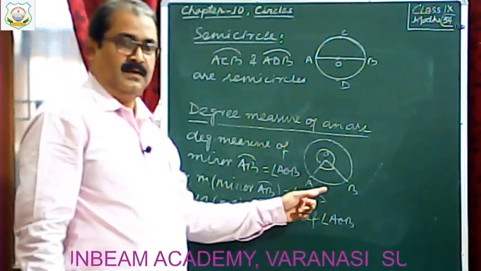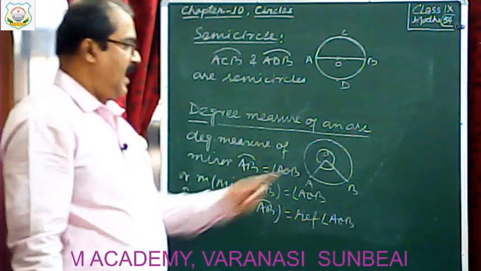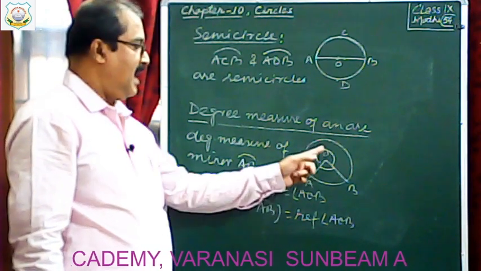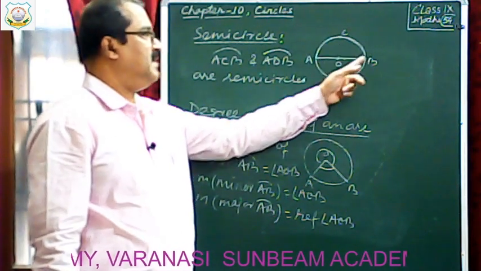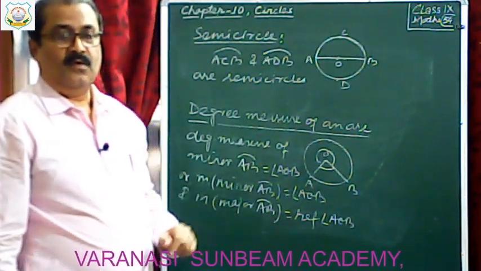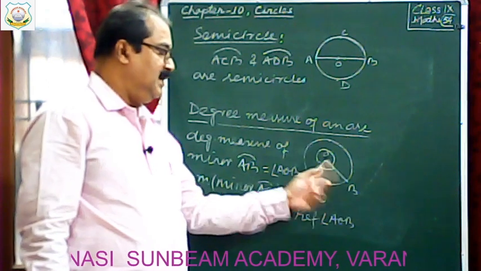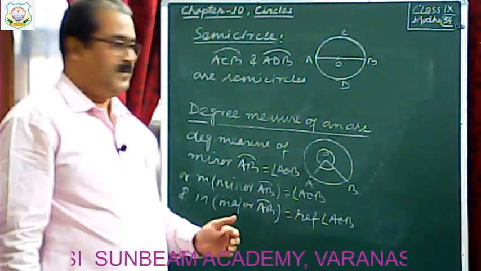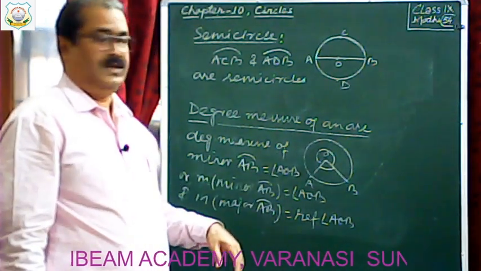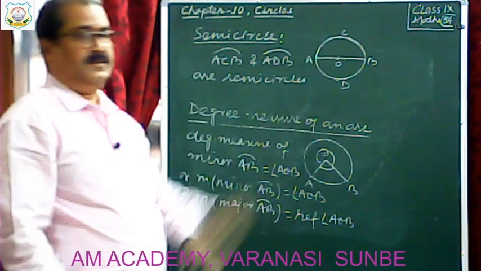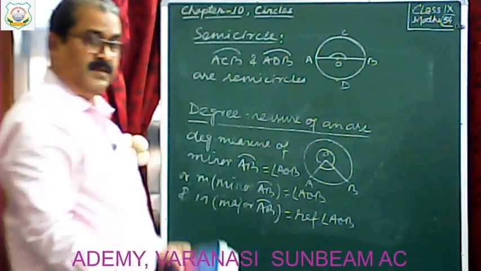The angle subtended by a minor arc at the center is always less than 180 degrees. The angle subtended by a major arc at the center is always more than 180 degrees. And the angle subtended by a semicircle at the center is always 180 degrees. Keep it in your mind.